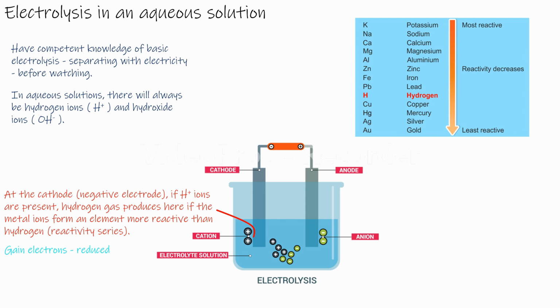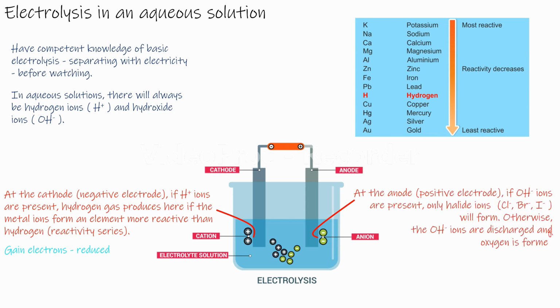Over at our positive anode, we can say that if OH- ions are present, which they will be in an aqueous solution, only halide ions, which are chlorine, bromine, and iodine, will form. Otherwise, the OH- ions are discharged and oxygen is formed, generally as little bubbles. Again, it will only form chlorine, bromine, or iodine. Otherwise, oxygen is going to form.